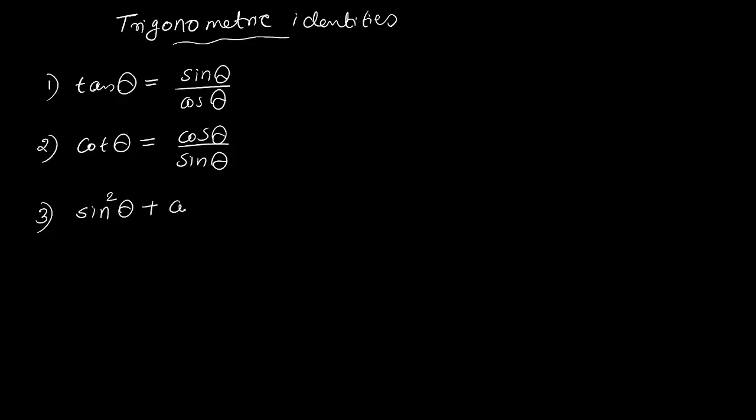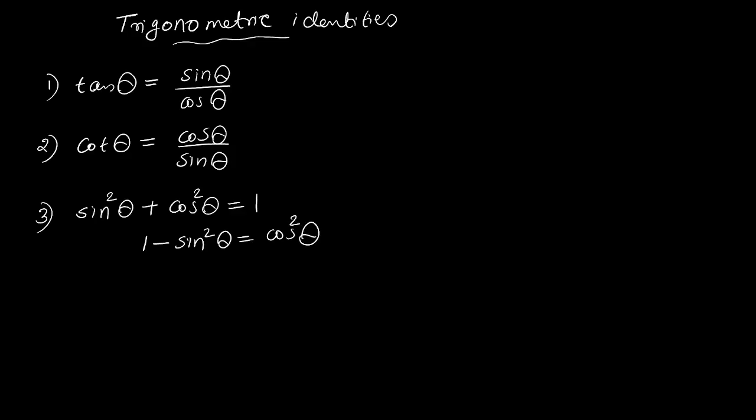Sin square theta plus cos square theta equals 1. Sin square theta is simply sin theta into sin theta, that's all. It is obtained from Pythagoras theorem, but let us leave the proof. If you do the rearrangement, sin square taken to the other side, we get another set of identities: 1 minus sin square theta equals cos square theta.